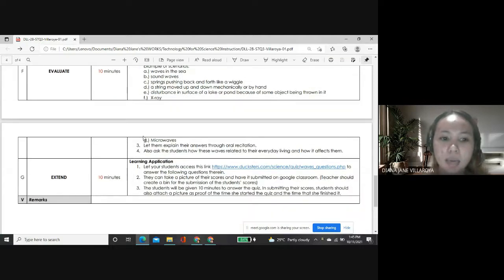And lastly, we have extend, learning application. Let your students access the link provided to answer the following questions therein. They can take a picture of their scores and have it submitted on Google Classroom. And teachers should create a bin for the submission of the students' scores. The students will be given 10 minutes to answer the quiz. In submitting their scores, students should also attach a picture as proof of the time she started the quiz and the time that she finished it.